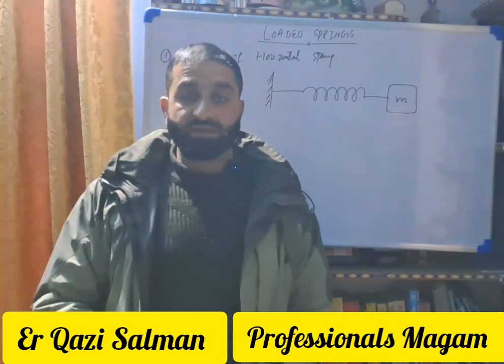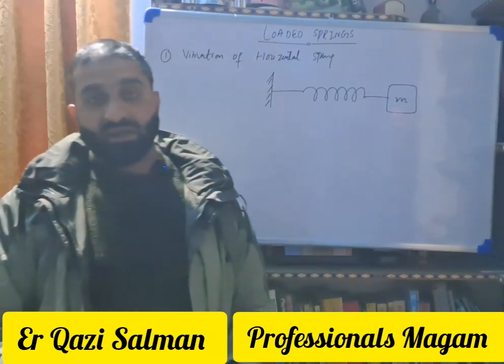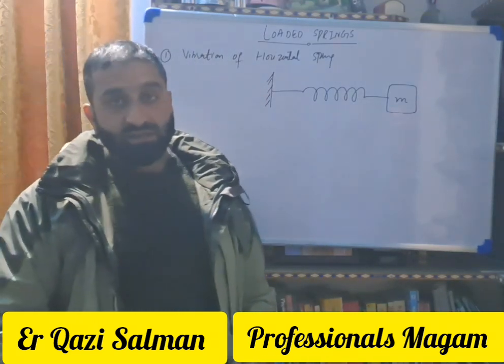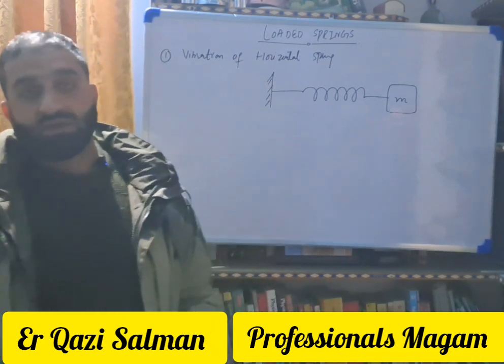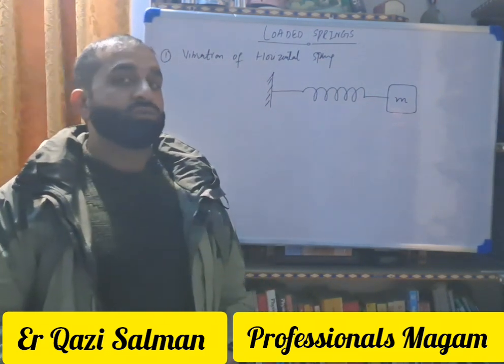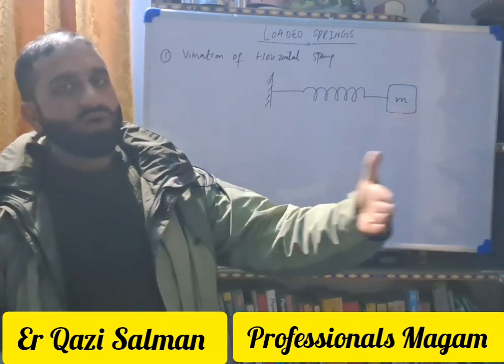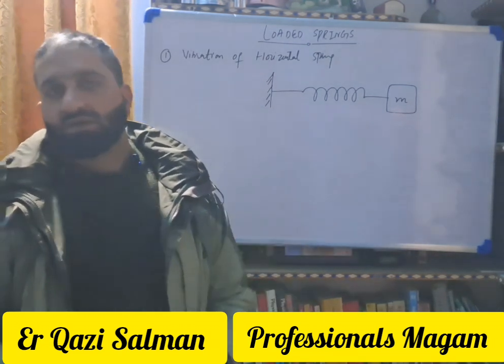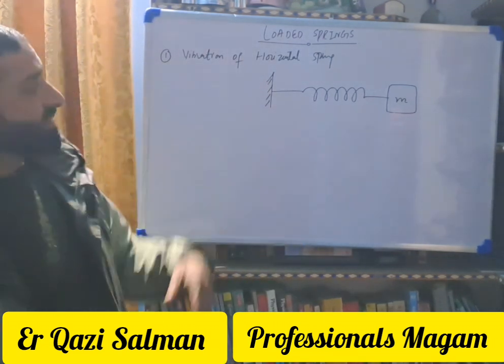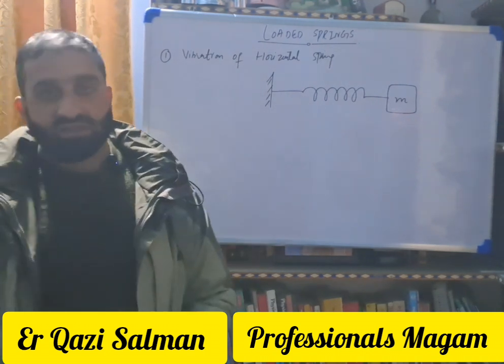Talking of loaded springs, in a loaded spring we have a spring to which a mass is attached. We can attach the mass in the horizontal direction and also in the vertical direction. That means it can have vibration in the horizontal direction as well as in the vertical direction. Let us discuss the case of vibrations of a horizontal spring.